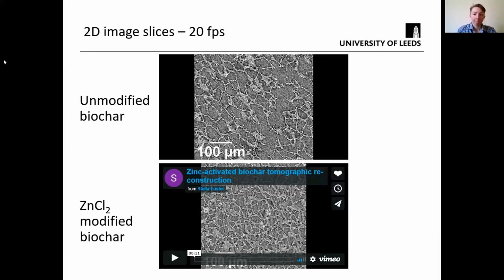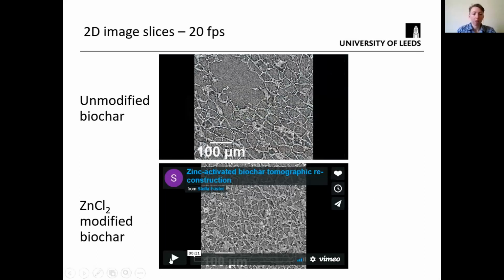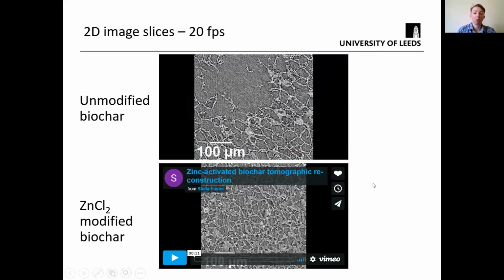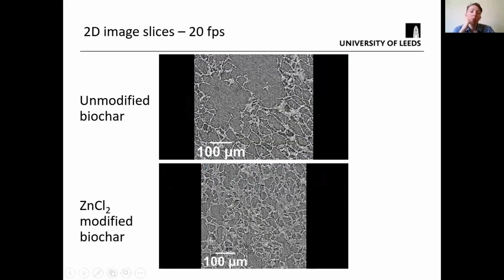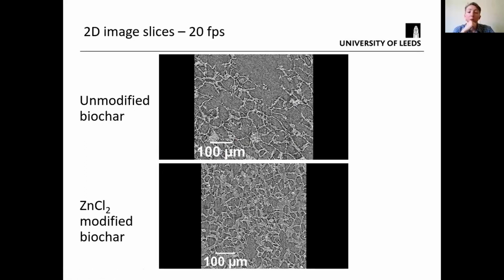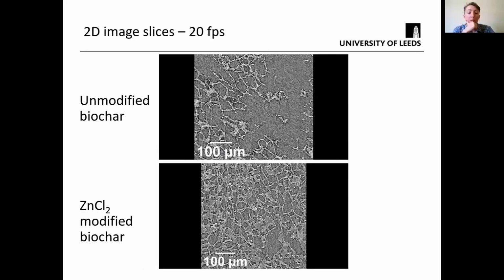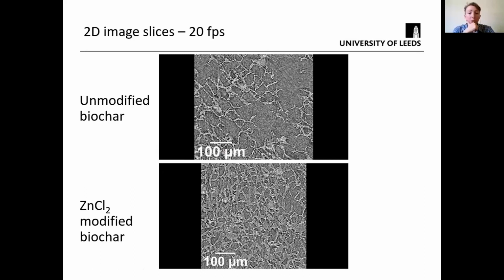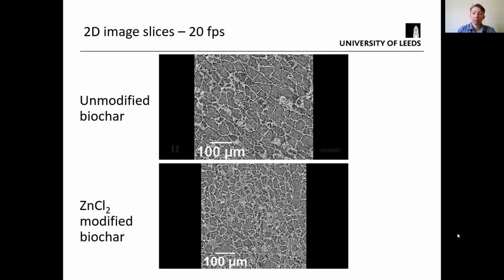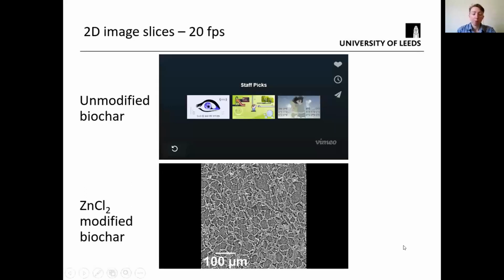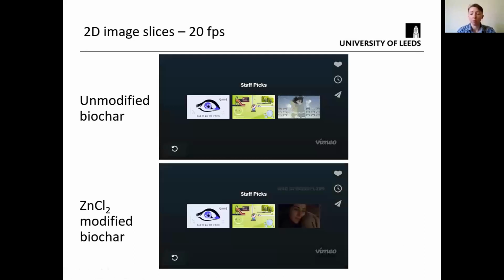Although, yeah, I'll just replay that, and I'll also play the zinc chloride modified biochar alongside. You can see that the biochar walls are significantly altered. They seem thicker, the pores seem smaller, and there are no large voids as is seen in unmodified biochar. So these images can then be further processed to yield more quantitative data.